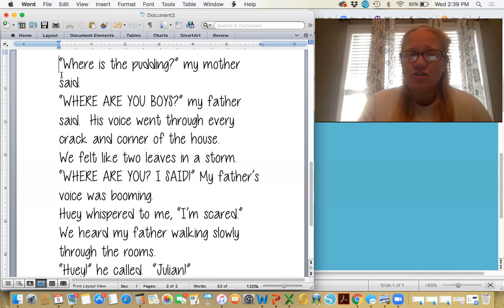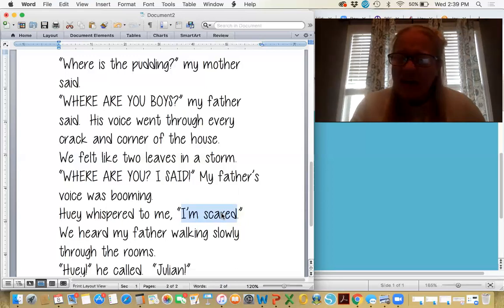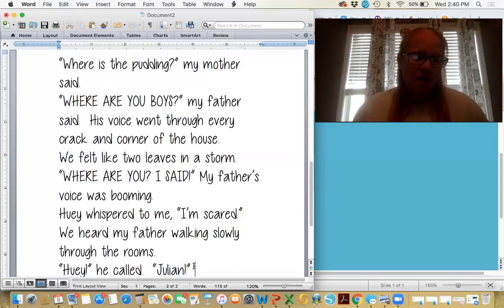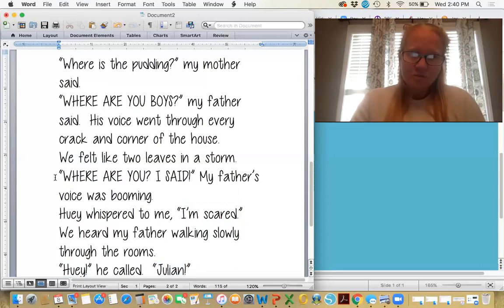So did you notice how the tone changed as we were reading the story, as we paid attention to the capital letters? We paid attention to the words before what we were saying, so we paid attention to whispered. And then I changed my voice when I said, I'm scared, right? And then down here, when Dad was yelling at Huey and Julian, we use the author's cues, or the author's punctuation or signals, to help us interpret what the author wants us to know or how the author wants us to feel.